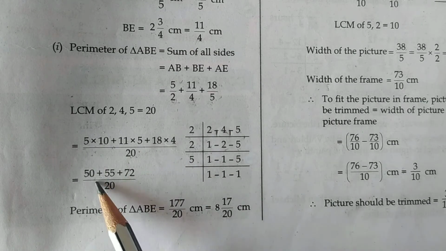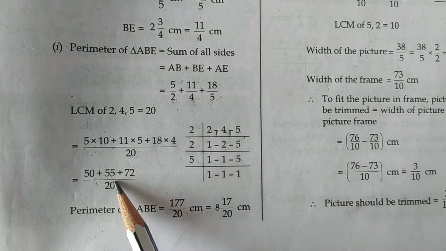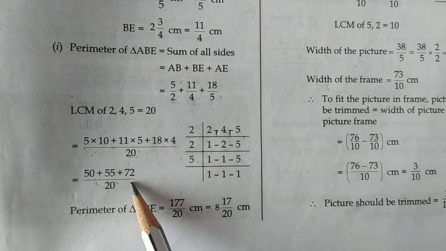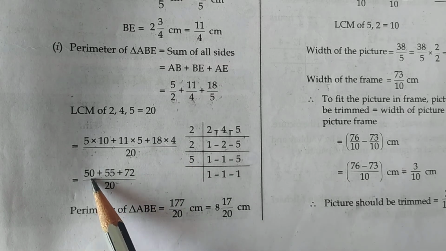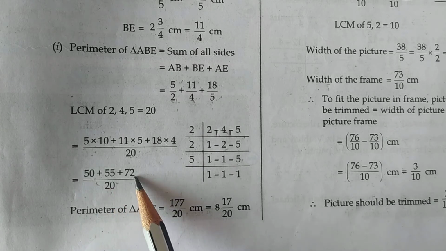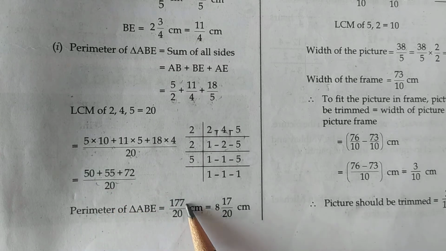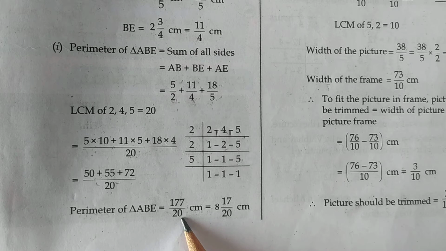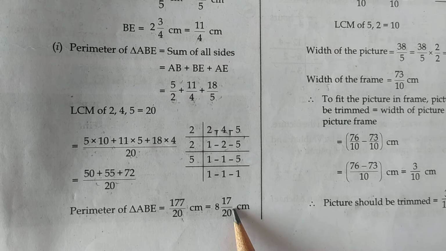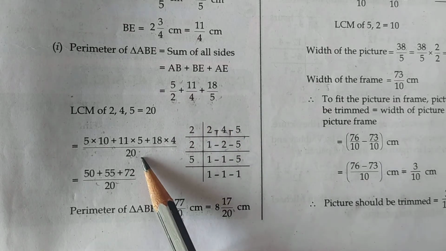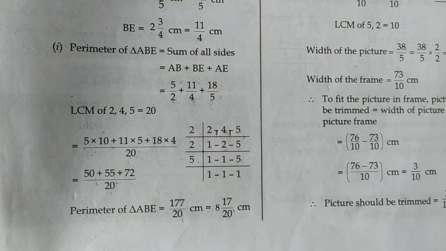Now 5 10s are 50, 11 5s are 55, 18 4s are 72, upon 20. Addition of 50, 55 and 72 will be 177 upon 20. Now students, using division, we can convert the improper fraction into a mixed fraction. Now you should do it yourself, okay? And try this short method. I hope you understood it.